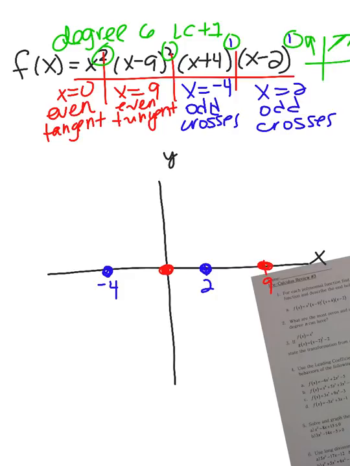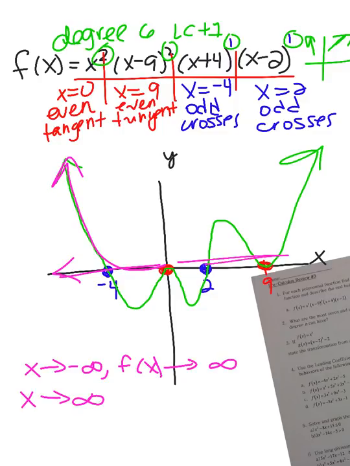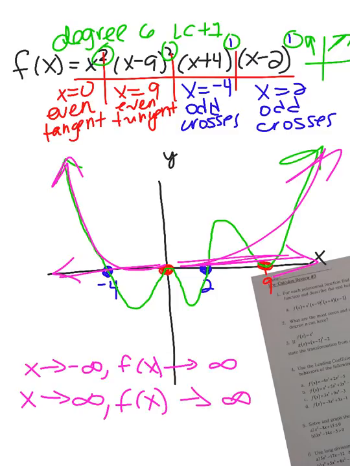So it's going to come down, cross at negative 4, bounce or be tangent at 0, cross at 2, come down and be tangent at 9, so it'll look like this. All right, so now what I need is my end behavior. As x goes to negative infinity, as x goes to the left, my y goes to positive infinity. So f of x goes to positive infinity. As x goes to infinity, as x goes to the right, my end behavior goes up to the right also. So f of x goes to infinity.